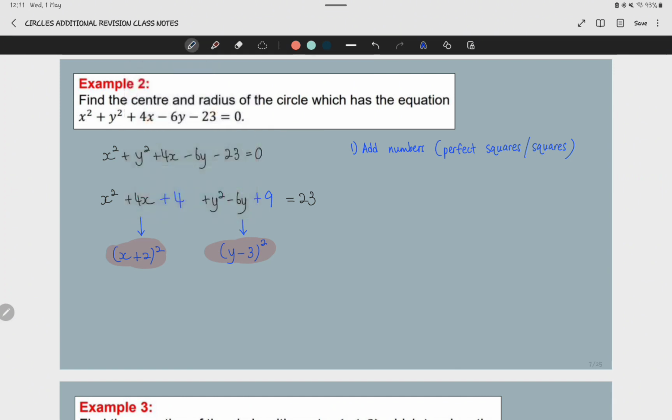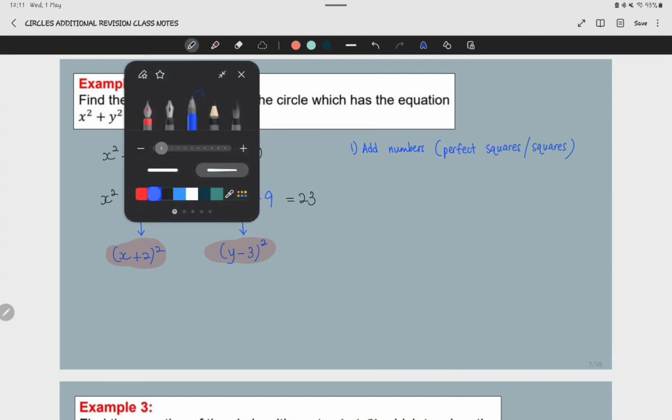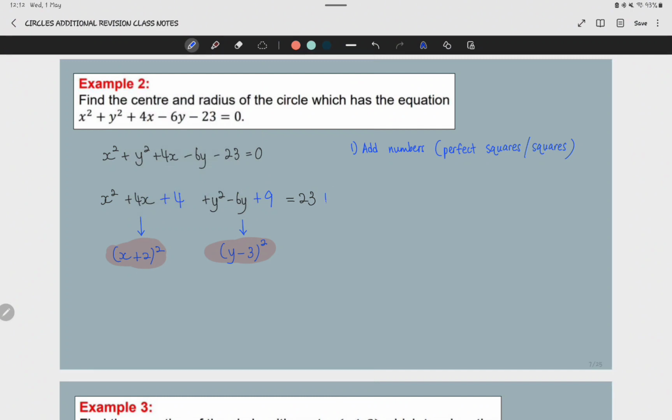Now the problem is a lot of people will forget this. When we plus 4 plus 9, don't forget, right hand side pun kena plus 4 plus 9. Why? Because originally 4 dengan 9 tu dia memang tak wujud. Kita yang tambah supaya kita dapat complete the square. So when we add 4 and add 9, we have to add on the right hand side also, plus 4 and plus 9. So this is a method that you need to know.